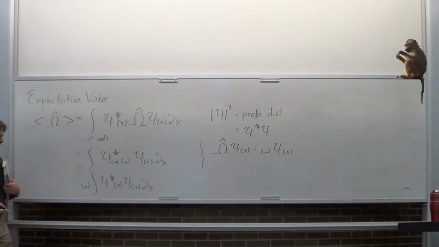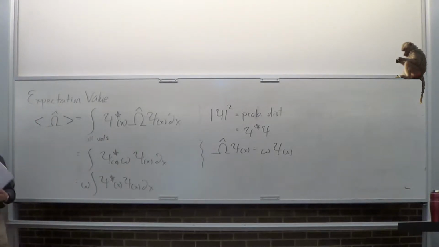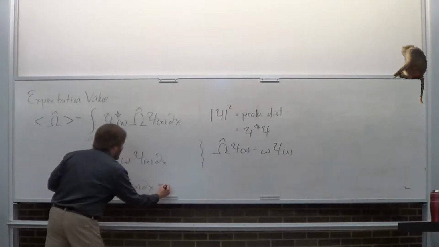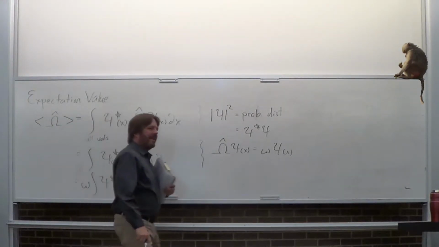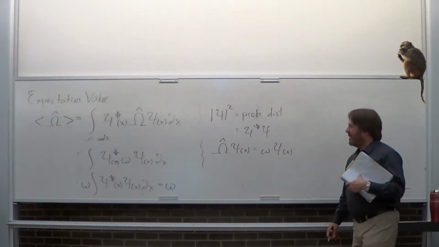Okay, and what's this equal to? What's the integral of the probability distribution over all values? 1. Right, so this is just the eigenvalue. Okay, so it's very simple.